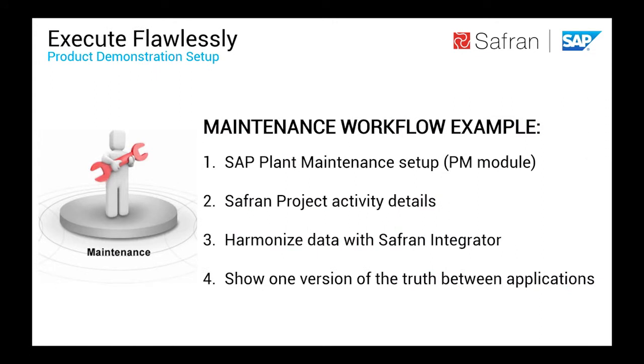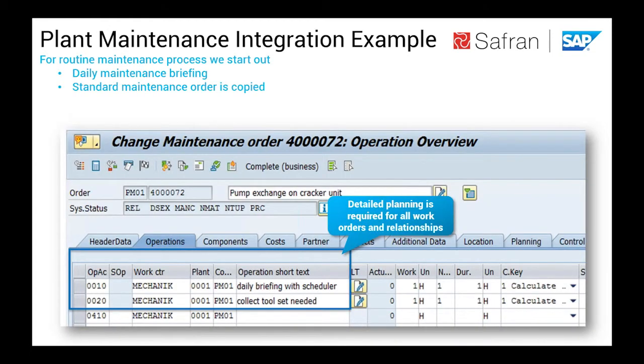Now a quick walkthrough. The same works for the plant maintenance module. Basically, it's the same story, so you can move ahead with the slides. On one side, we have our first template work order in plant maintenance. It's released. We have two preliminary activities, which usually are at the beginning of a work order, in this case maybe a daily briefing with the scheduler and collecting your tool set. Then you move to the other side, please, the next slide.